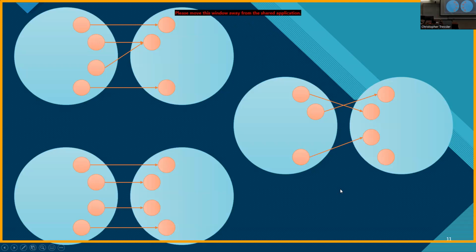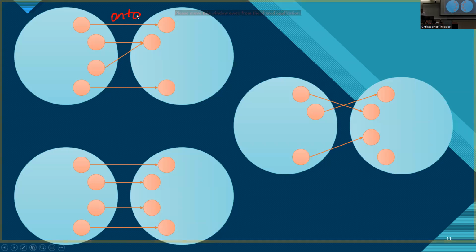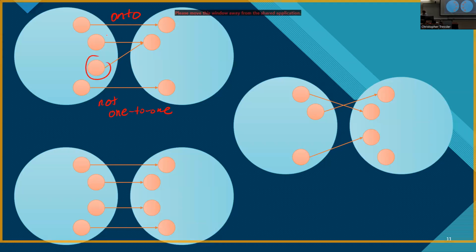All right, so let's figure out what these are. Let's look at this first one. What's it looking like to you guys? Onto, good. And is this one-to-one? No. And why is this not one-to-one? This is not one-to-one because of these two guys right here pointing to the same data point, okay?